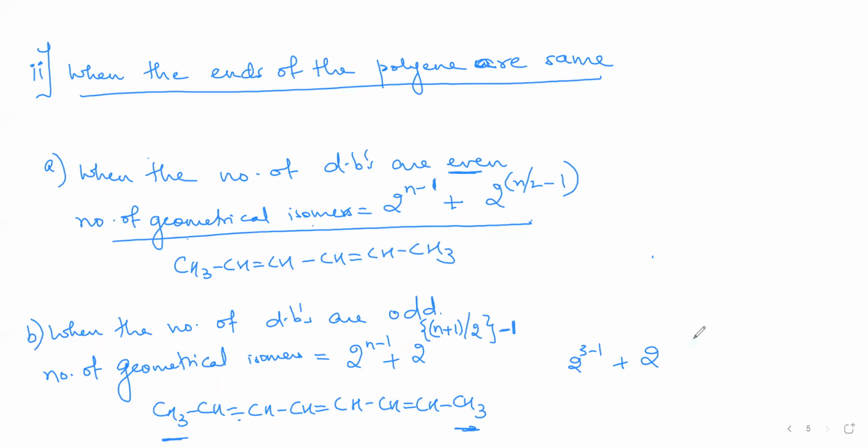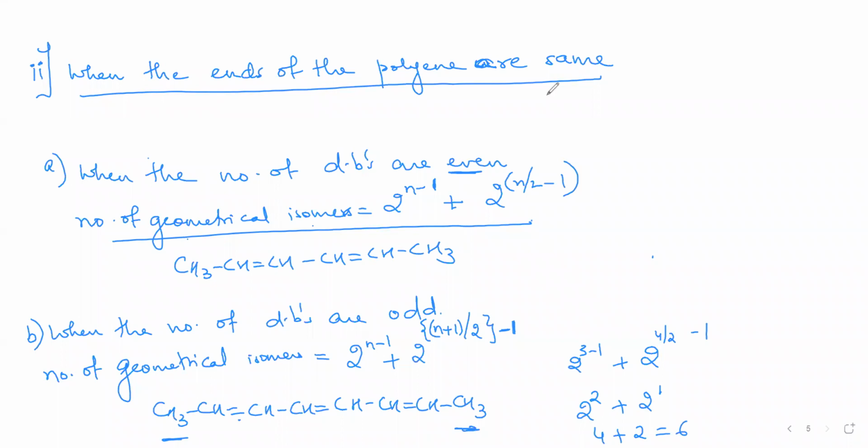Because n plus 1 hai. So 4 by 2 minus 1. 4 by 2 is 2. 2 minus 1 is 1. So 2 raised to 2 plus 2 raised to 1. 2 raised to 2 will give me 4 plus 2 raised to 1 is 2. So 6. Did we get 6 isomers for this? Had we got 6 isomers? Yes. Okay.